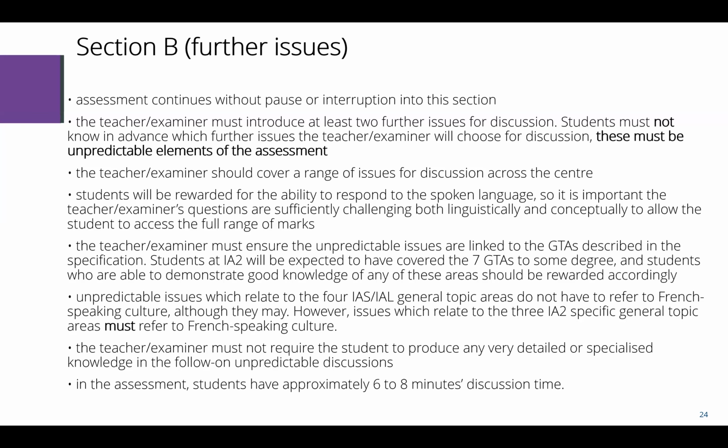And the penultimate bullet point is really an important bullet point that says they don't have to have detailed or specialized knowledge. For these unpredictable issues, they just need to have some opinions and so on. And as I said, they've got 6 to 8 minutes.